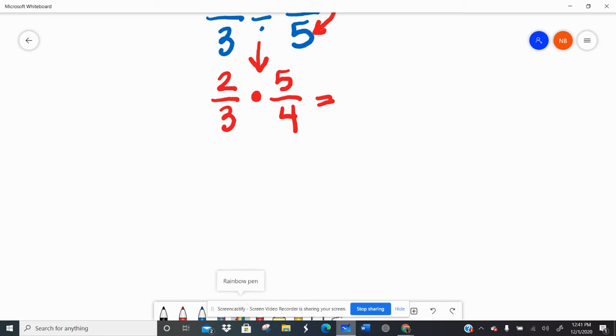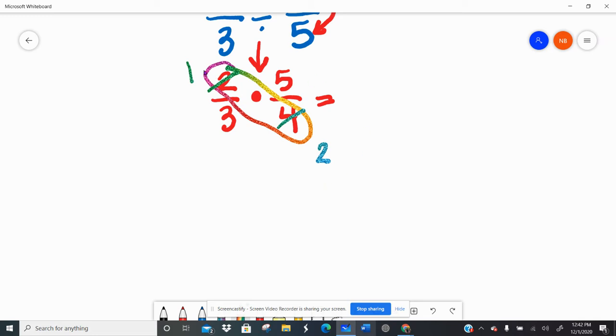So I think back to the rules of multiplication. Okay, step one, I'm going to see if I can cross simplify. Well, 3 and 5 are both prime numbers, so I can't cross simplify those. But 2 and 4 can be cross simplified, and those can be divided by 2. 2 divided by 2 is 1. 4 divided by 2 is 2.